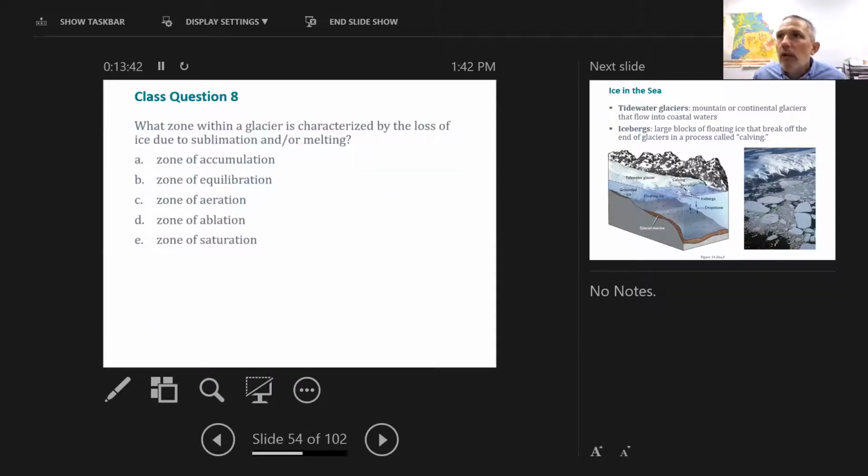And so what do we, the zone within a glacier characterized by a loss of ice due to sublimating or melting. Sublimation is when you go from ice to a gas without stopping in the liquid state. And so air moving over ice, you can actually turn it into a gas without, again, going into a liquid state. You need cold environments.